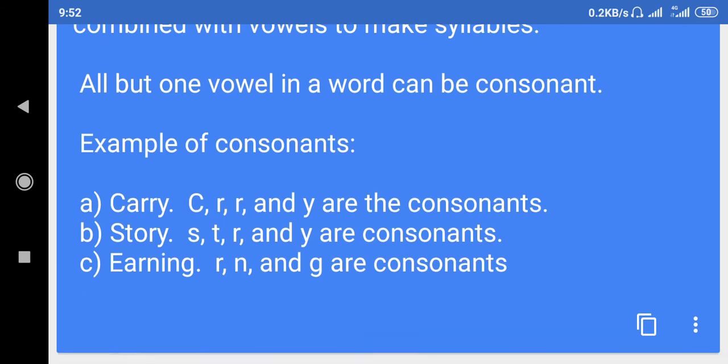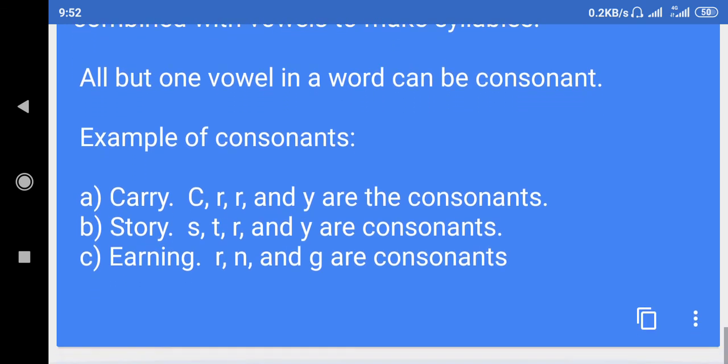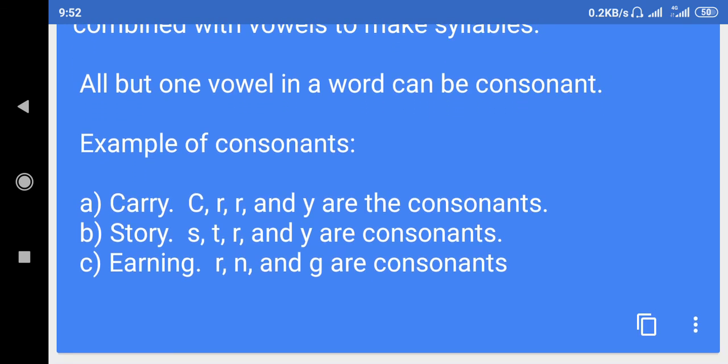Examples of consonants: in carry, c, r, and y are the consonants. In story, s, t, r, and y are consonants. In learning, l, r, n, and g are consonants.